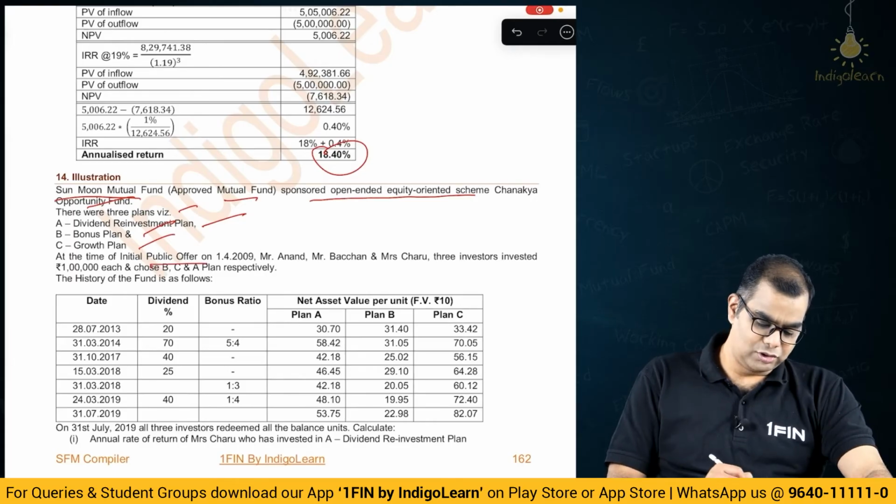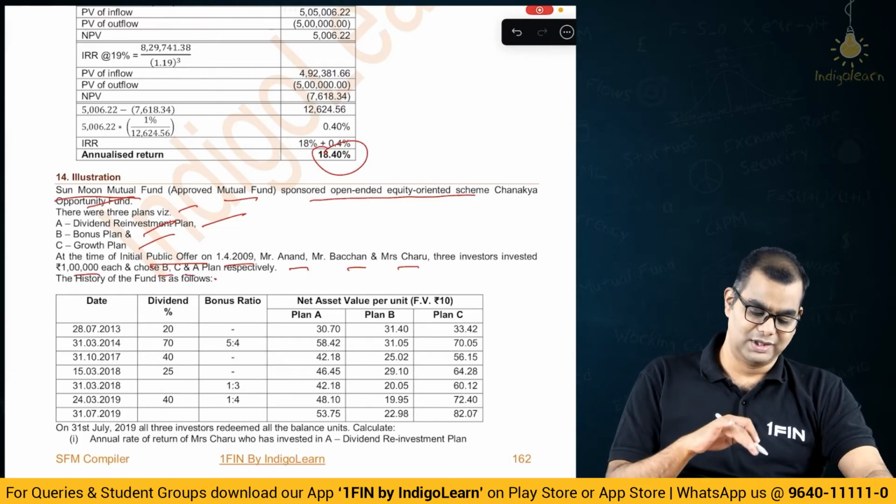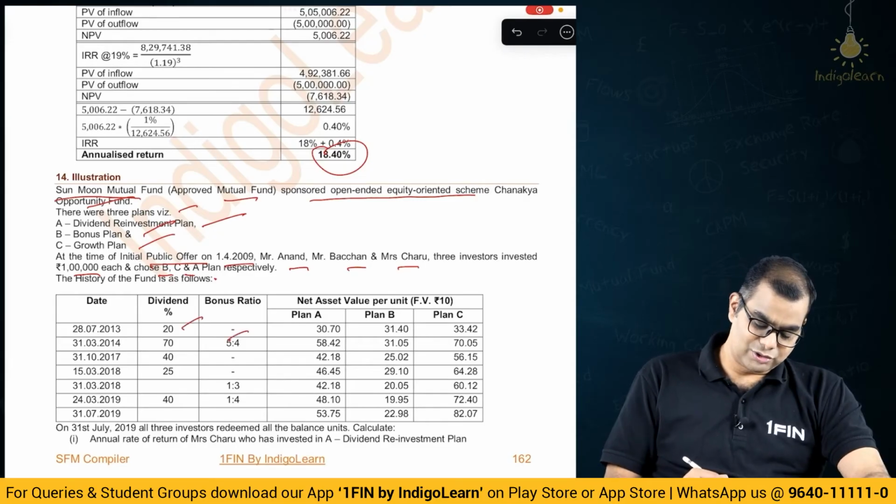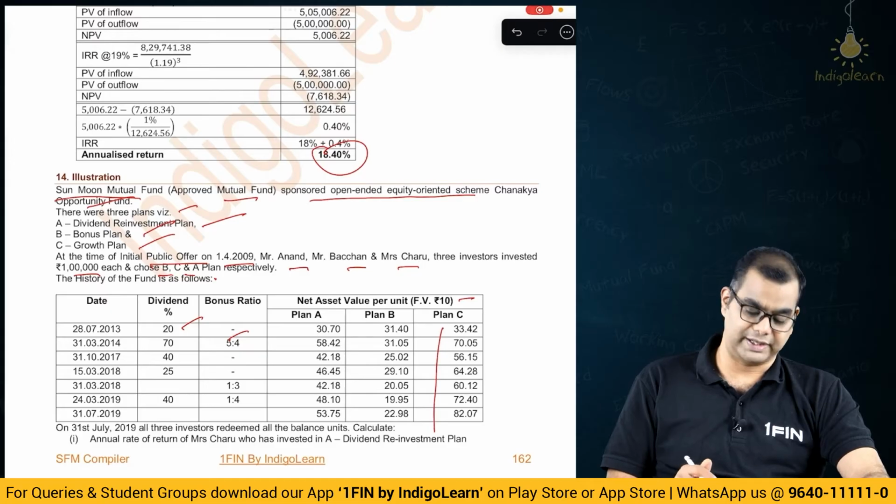At the time of IPO on 1/4/2009, Mr. Anand, Bachchan and Charu, 3 investors, invested 1 lakh each, and chose B, C and A plans. ABC invested in B, C, again confusion. Anyway, the history of the fund: dividend is so much and bonus is so much, and again they have given the NAV per unit, face value 10 for each of the 3 plans.